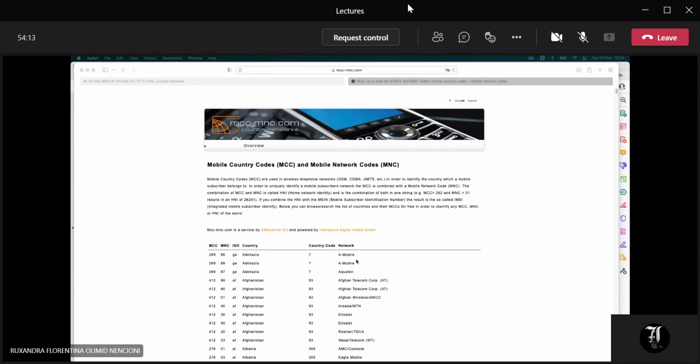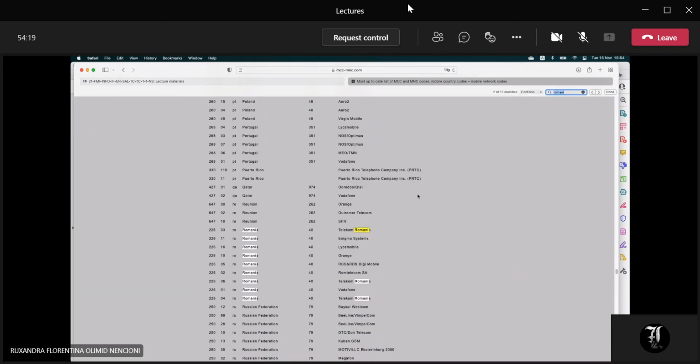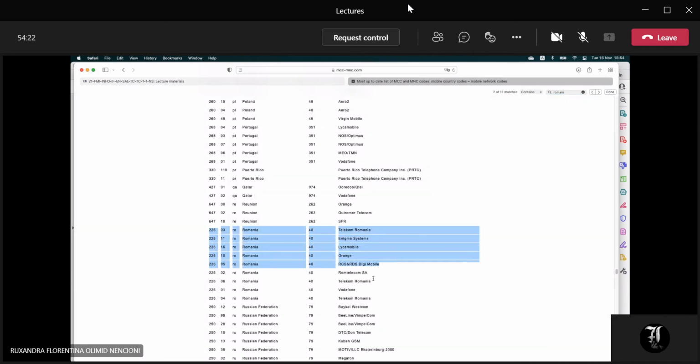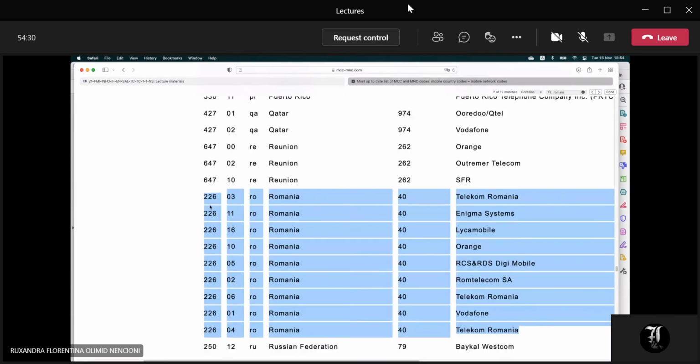If, for example, I want to look at Romania, because we're in Romania, all the SIM cards in Romania have an identity that needs to start with 226, because 226 is the country code of Romania. It's not the 40, which is the prefix when I need to call a phone, because I don't care about the phone number. I care about the identity of the subscriber, which is stored in the SIM card. So whenever I see an identity starting with 226, it means it's from Romania.